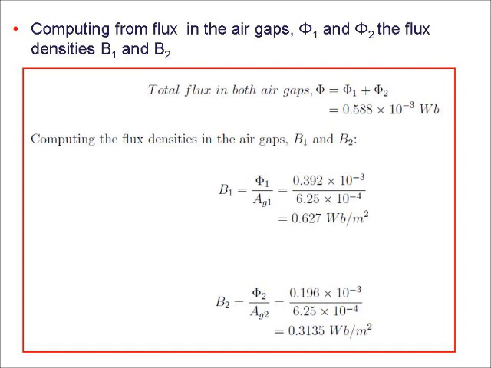So what's missing now? To finish this exercise, you should compute from your flux in the air gap, Phi1 and Phi2, the flux density. So here you see the total flux in both air gaps is 0.588 × 10^-3. And if you want to compute the flux density B1 and B2, they are related by flux divided by the respective area. The respective area is considered to be the same because you don't have any fringing. Phi1 and Phi2 are different; they were calculated before. So B1 is 0.627 Webers per square meter, or Tesla, and B2 is 0.3135 Webers per square meter.